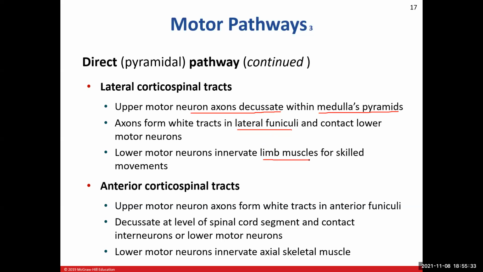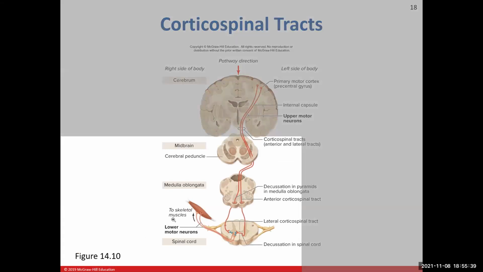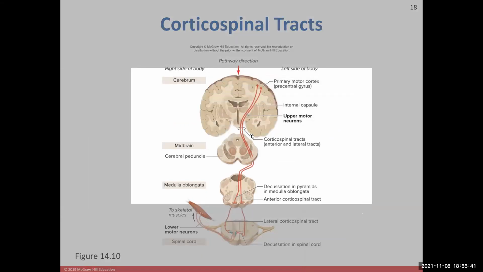All right, so the lateral corticospinal tract, let me show you. So now we're going to start our story up here at the top.